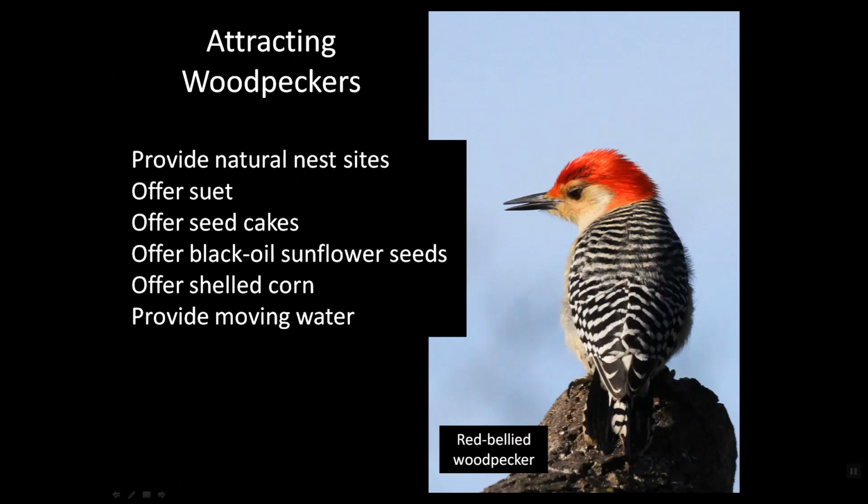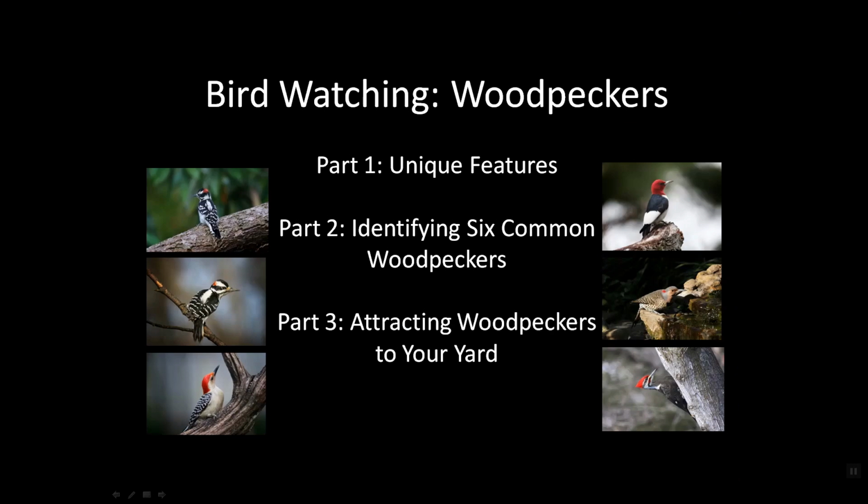So folks, there you have it for attracting woodpeckers. You provide some natural nest sites. You offer suet and seed cakes and black oil sunflower seeds and maybe some shelled corn. And provide moving water, and you will have done everything you can do to draw them to your yard. And I wish you all the best of the results. So I hope you've enjoyed learning about woodpeckers' unique features, learning to identify six of the common ones in the Midwestern and Eastern United States, and how to attract woodpeckers to your yard.